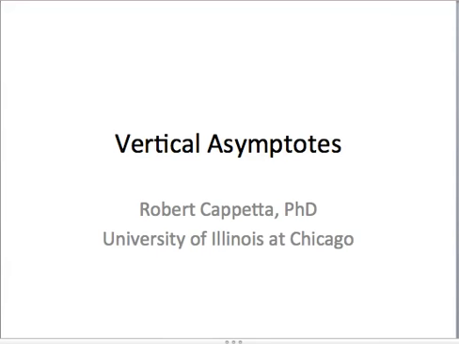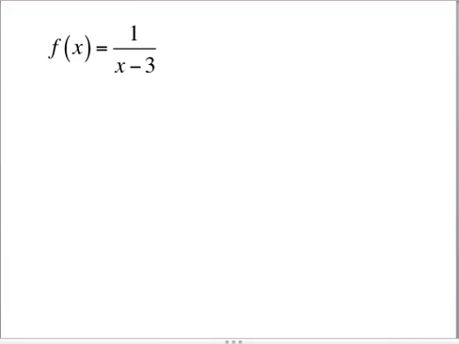So we're going to look at various rational functions and decide where the vertical asymptotes will be. So the first example is f of x equals 1 over x minus 3. It is a rational function because the numerator is a polynomial, 1. The denominator is a polynomial, x minus 3.